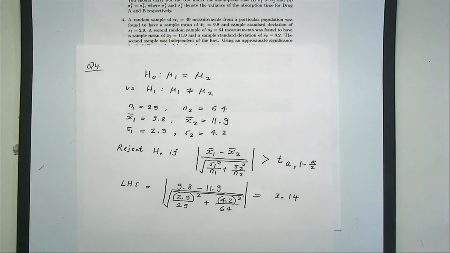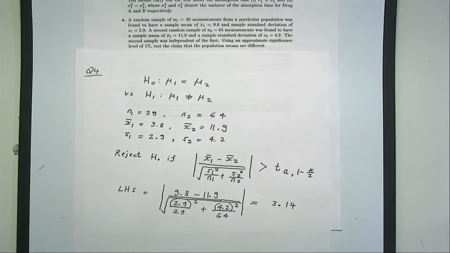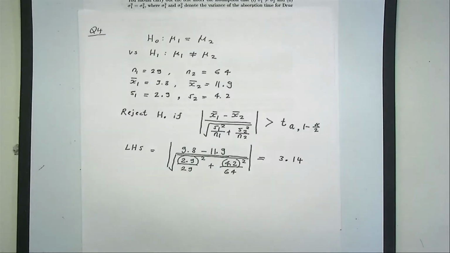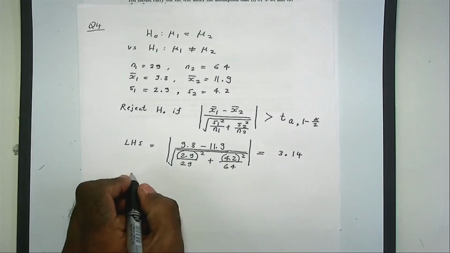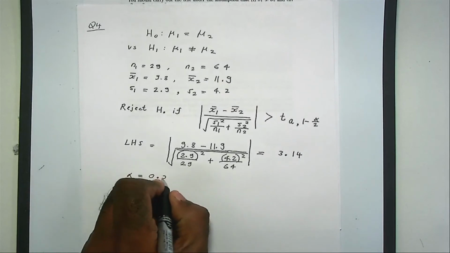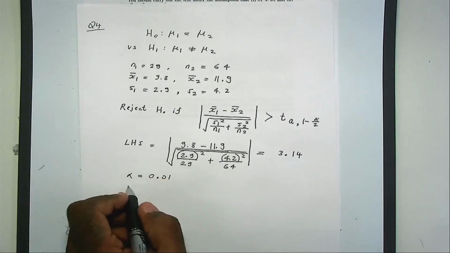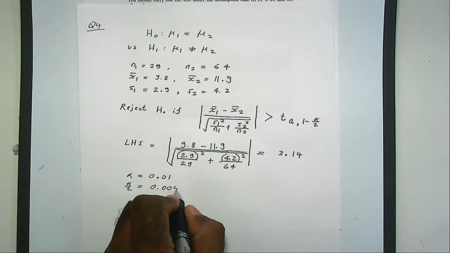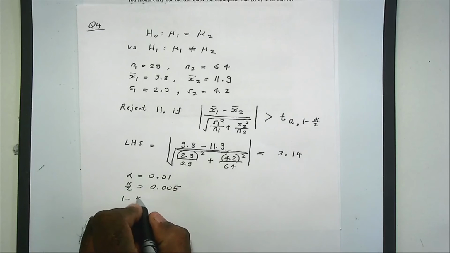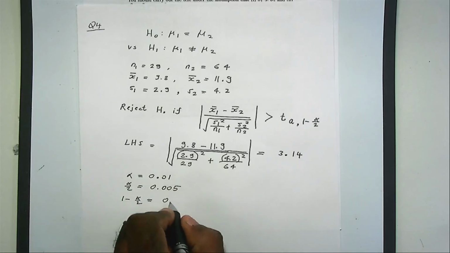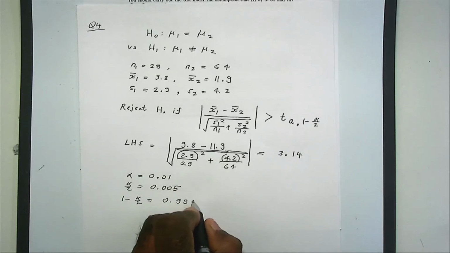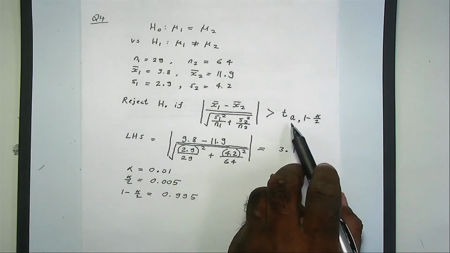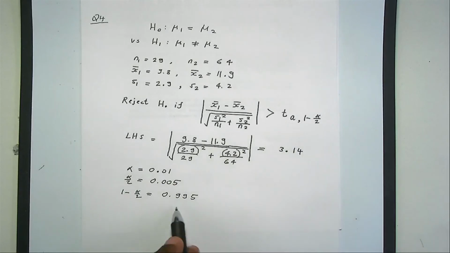Now for the right-hand side, we need alpha. We are told 1%, which means your alpha is 0.01. So alpha by 2 is 0.005, and 1 minus alpha by 2 is 0.995. Now we need to compute the percentile of the t at this.